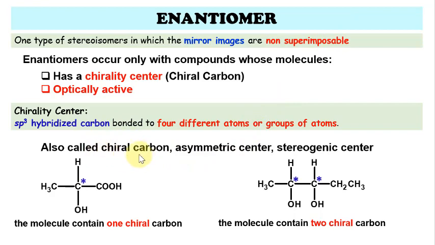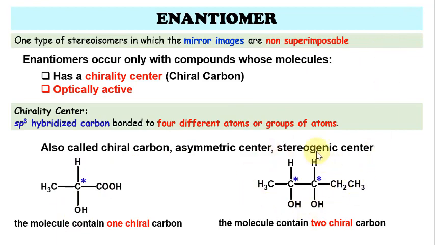The other names for the chirality center: we can call it a chiral carbon, or an asymmetric center or stereogenic center. For example here, this carbon and this carbon are sp3 carbons, but only the second carbon here is the chiral carbon, because this carbon is attached to 4 different atoms or groups of atoms.